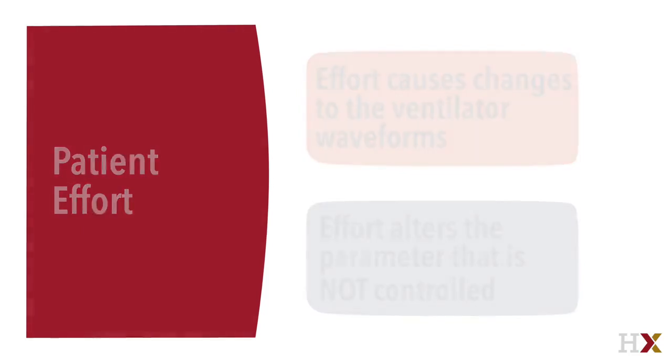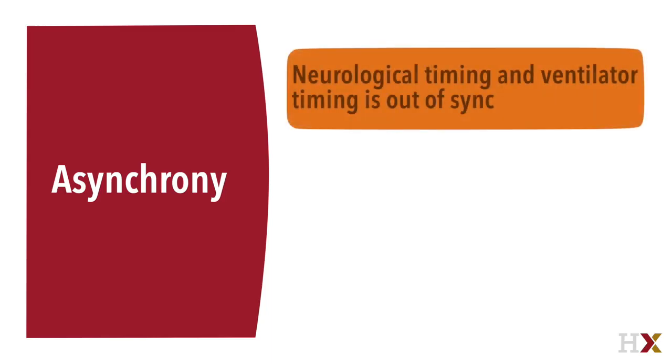When assessing waveforms at the bedside, it's extremely important to understand the term asynchrony. It can refer to a number of specific types of ventilator patterns with the waveforms. However, it's a general understanding that it's a difference between the neurological timing of the patient's respiratory drive and the ventilator timing. It's basically out of sync. So it's either the ventilator cycling off too late or too early compared to what the patient wants.